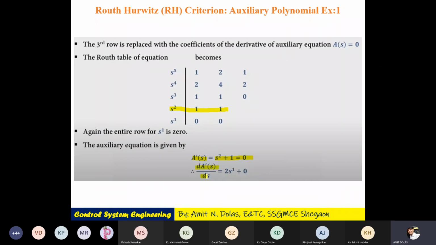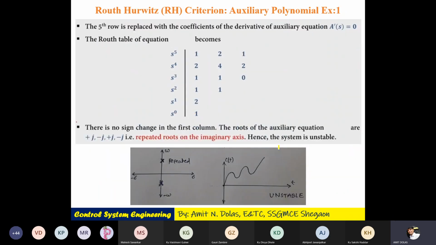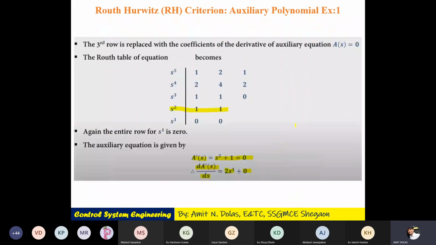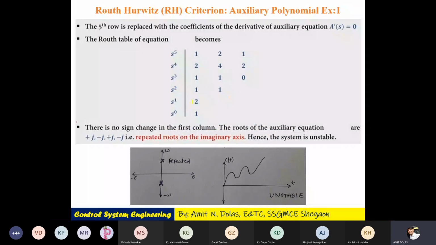Differentiating that with respect to s, it will be 2s plus 0. Then what is the coefficient now? It will be 2. So let's put that coefficient. You can see here 2. Let's put that coefficient here. Then again calculate for the s to the power 0 term. So this will be 2 into 1 minus 1 into 0. Here you can take 0. So it will be 2 divided by 2, which will of course be 1.